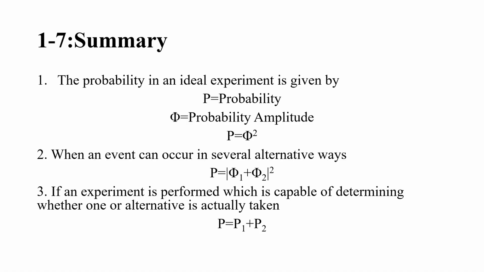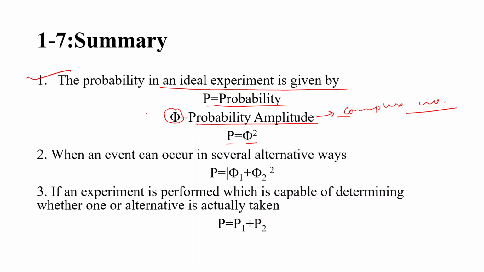Now, in summary, what we have understood is that the probability in an ideal experiment is given by this, and for this we have a phi, which is a probability amplitude, and we discussed that in quantum mechanics it must be a complex number. So P must be equal to phi squared. Okay, this is the first point to be remembered.